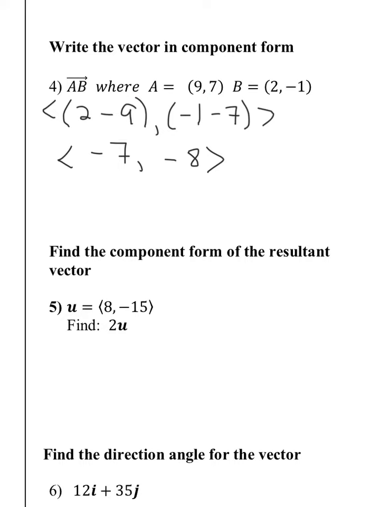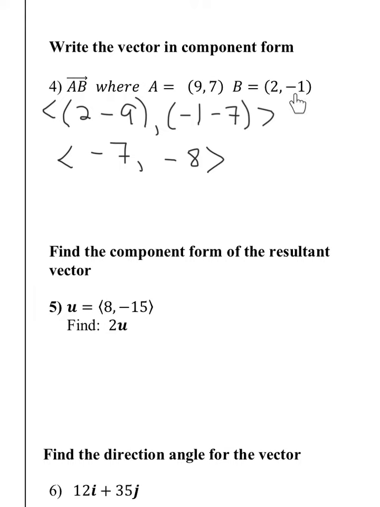Okay, in question 4, we're writing the vector in component form. So if you remember, we have to take the x value from our second point and subtract the x value from our first point. That will give us our x value for our component, and then we're going to do the same thing with the y.